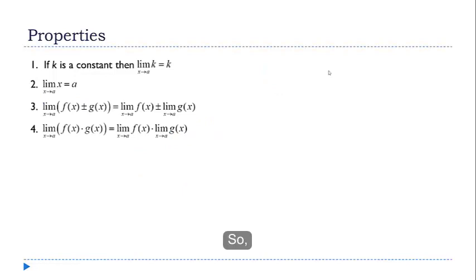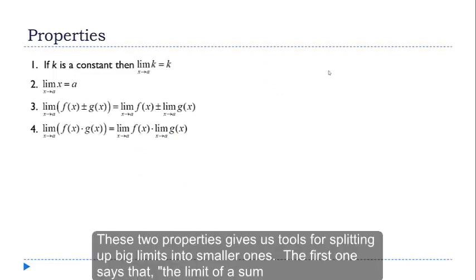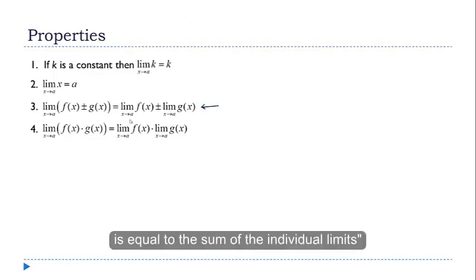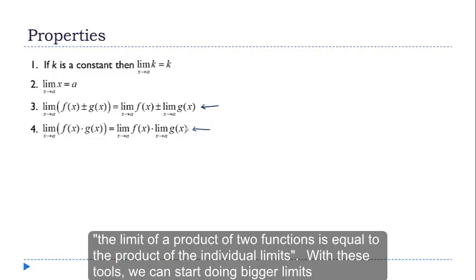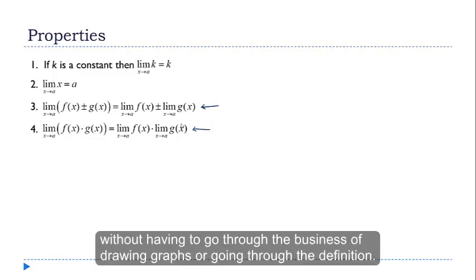All right, so these two new properties here give us tools for splitting up big limits into smaller ones. The first one says that the limit of a sum is equal to the sum of the individual limits. And the second one says that the limit of a product of two functions is equal to the product of the individual limits. So with these two tools, we can start doing bigger limits without always having to go through the business of drawing graphs or going through the definition.